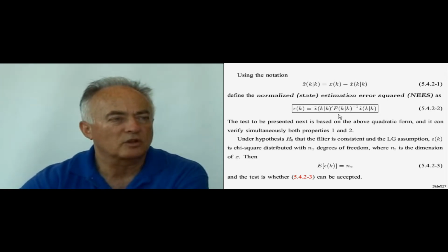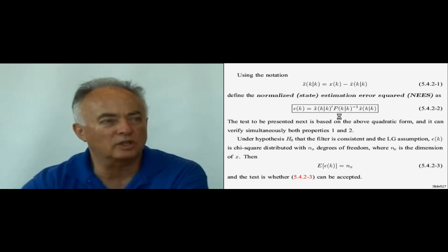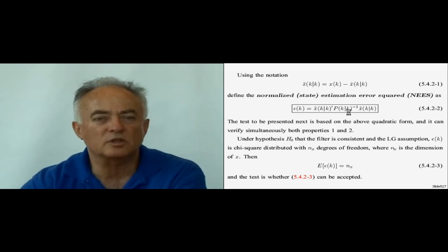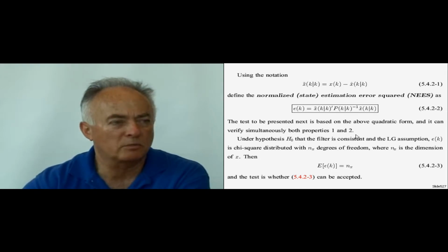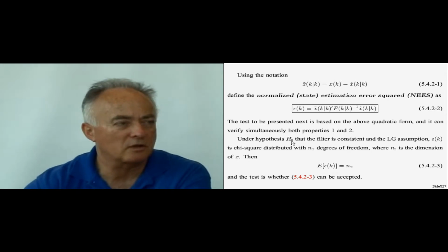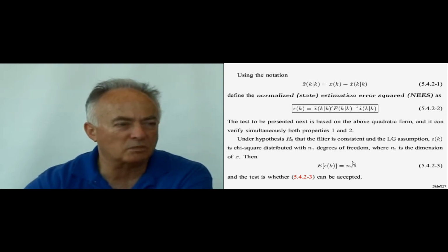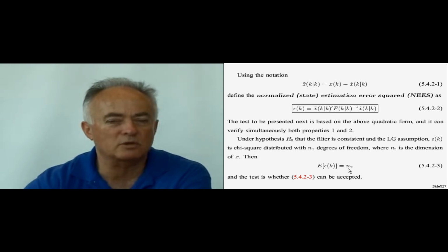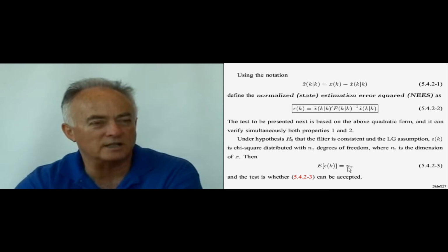And if this has the appropriate behavior, within statistical limits that we are going to derive in a short while, then we can say that the estimate is both unbiased and its covariance is compatible with the actual magnitude of the errors. So it can be used to verify both properties 1 and 2. Under the null hypothesis H0 that the filter is consistent, and the linear Gaussian assumption, epsilon k will have a mean nx, because it's chi-square with nx degrees of freedom. So what we want to see is, can we accept that the mean of epsilon k is nx? Obviously, from a single run, you cannot say very much, even though we can make some statements, but it will be hard, as you'll see later.